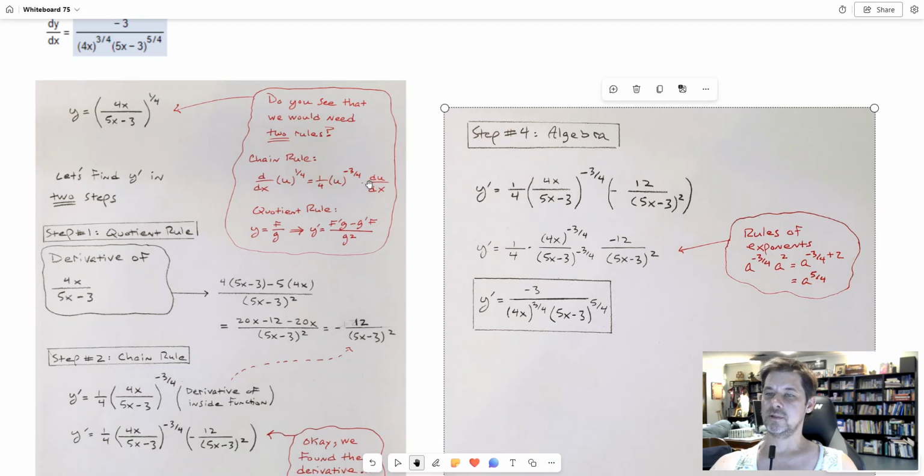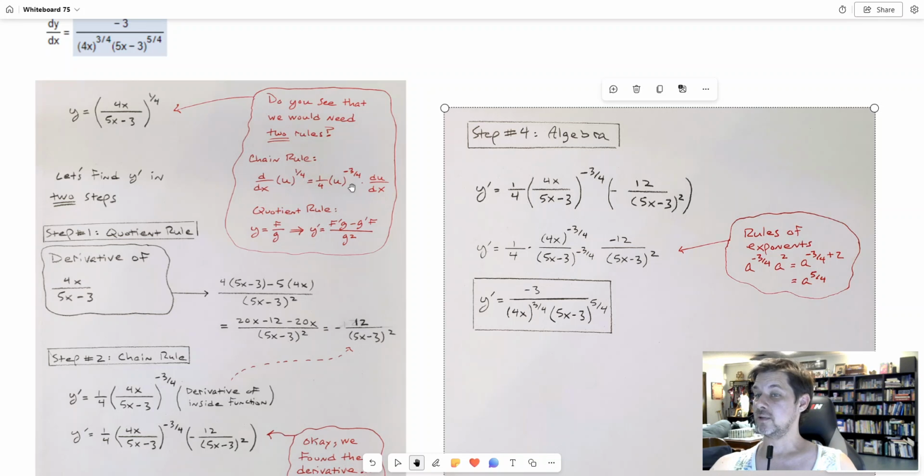As far as how we would use the chain rule, I'm looking at this like, let's say u is the function inside that 1/4 power. All right, u is a function of x. It's 4x over 5x minus 3. The derivative using the chain rule of u to the 1/4 power is, well, I'd bring that power to the front as a coefficient. I would subtract 1. 1/4 minus 1 is negative 3/4.